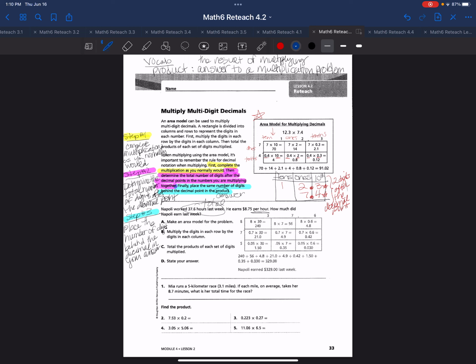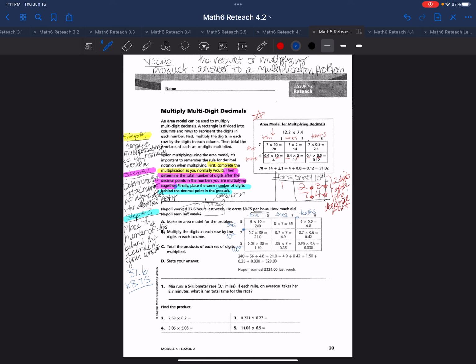So the first thing I'm going to do is, if you want to do an area model, again, you can do the area model here. So this is tens, ones, tenths, and I'm going to do it just the normal algorithm way. Here's the decimal point here, and here's the decimal point here. So this is ones, and that's tenths, and this is hundredths. So if I just set it up, I would write my problem 37 6/10 times $8.75.